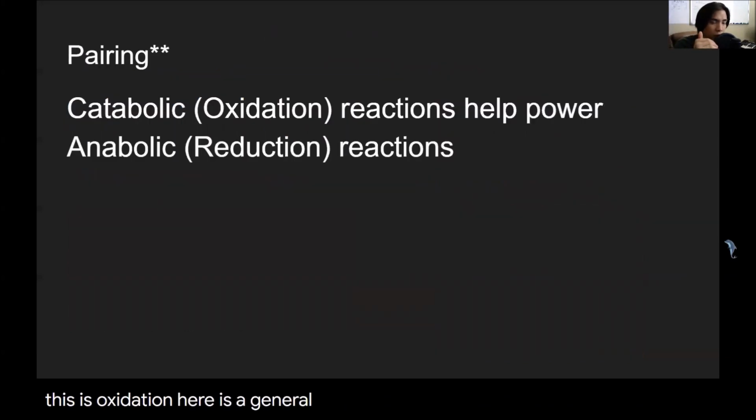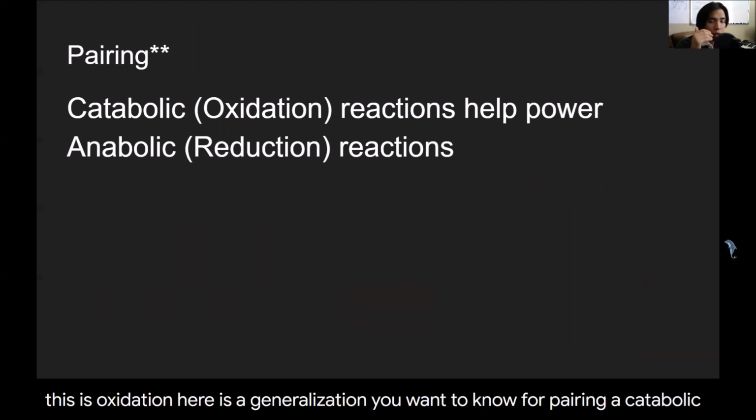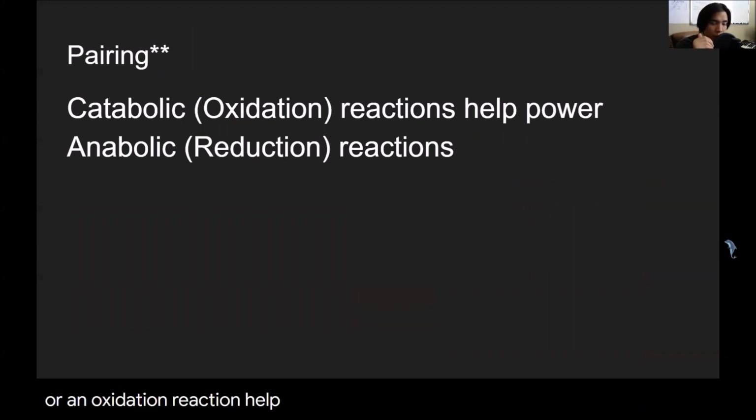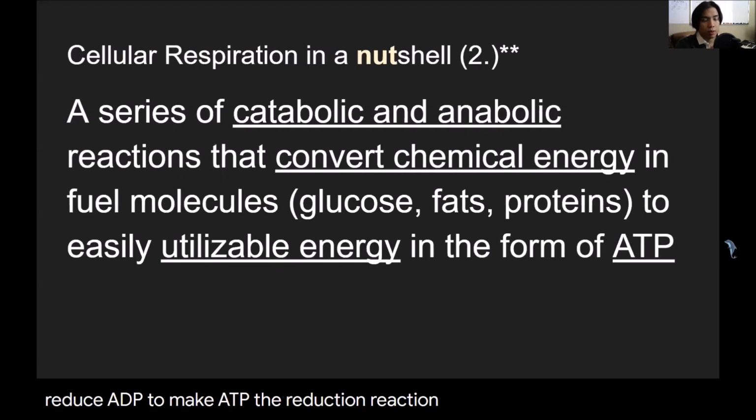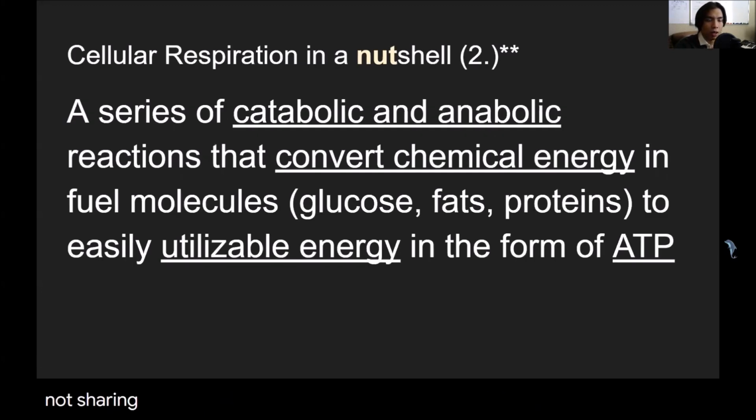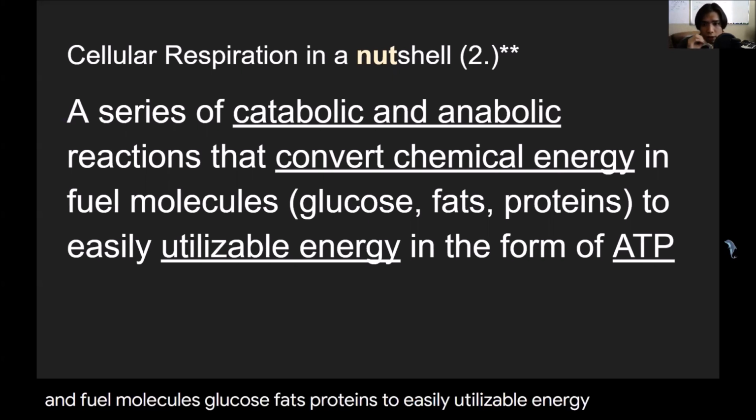Here is the generalization you want to know for pairing. A catabolic or an oxidation reaction helps power an anabolic or a reduction reaction. They're paired up together. You break up a carbon-based molecule that can be used to reduce ADP to make ATP, the reduction reaction. So, cellular respiration in a nutshell: a series of catabolic and anabolic reactions that convert chemical energy in fuel molecules, glucose, fats, proteins, to easily utilizable energy in the form of ATP.